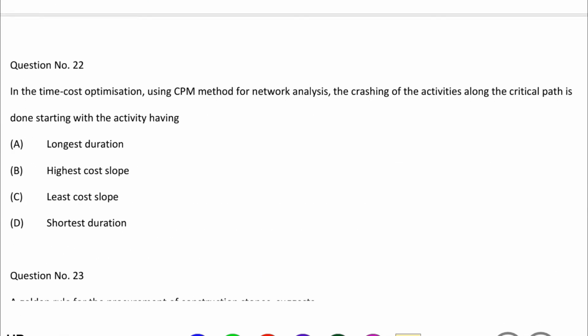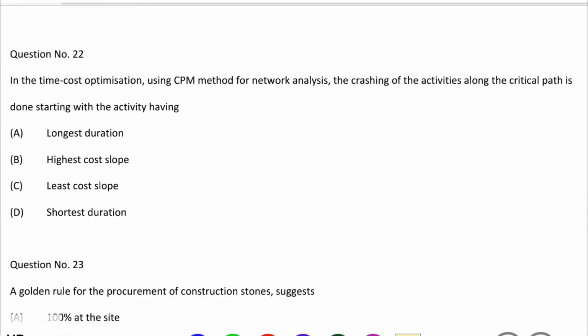So next question, in the time cost optimization using CPM method for network analysis, the crashing of an activity along the critical path is done starting with the activity having option A longest duration, option B highest cost slope, option C least cost slope, option D shortest duration. So the correct answer is option C least cost slope.